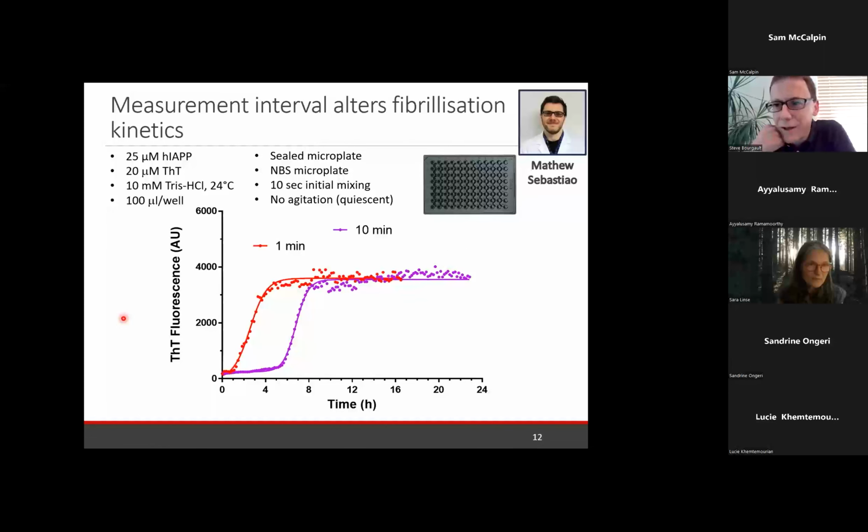But one of my grad students that came to my lab in 2016 observed a really interesting phenomenon. Usually we read the fluorescence every 10 minutes, or some people read the fluorescence every 5 minutes, others every 1 hour. What Matthew observed, and it was really fascinating, is that the interval between each fluorescence reading affects the kinetics of fibril formation.